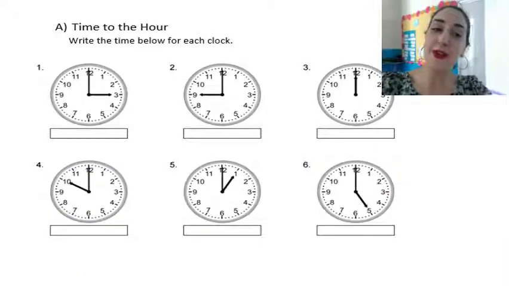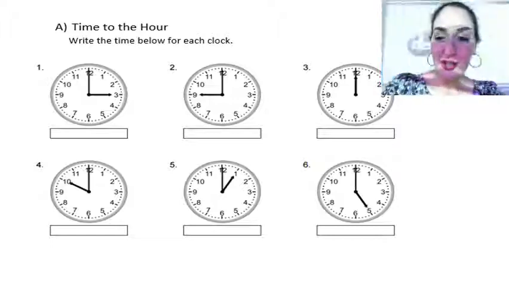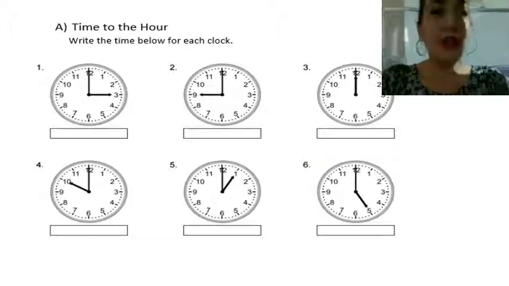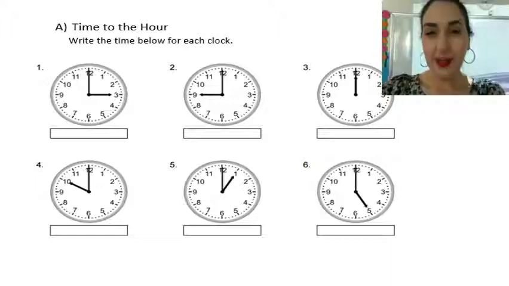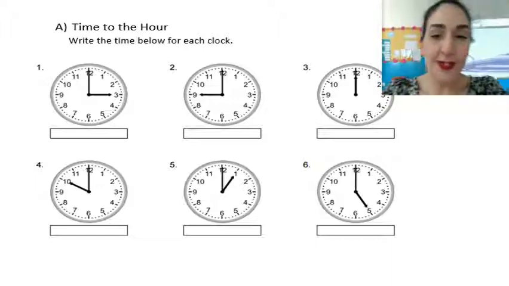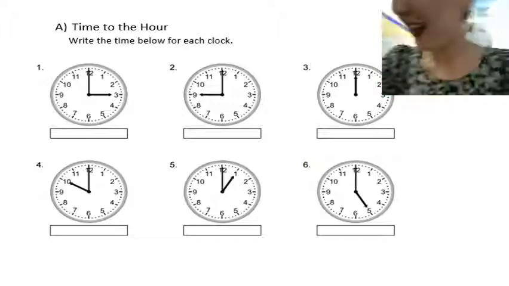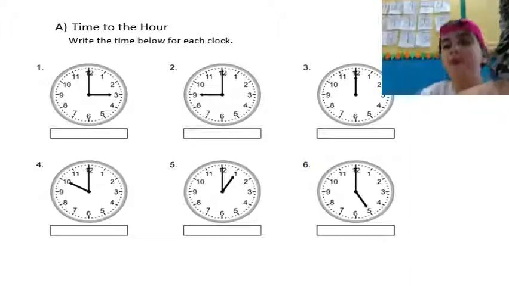Time to the hour. Write the time below for each clock. So I'm going to get some of my lovely volunteers to do that for me. Let me get Rose. It was her birthday the other day and I missed it. I hope you saved me cake. Did you save me cake? Yes, tomorrow. Okay.